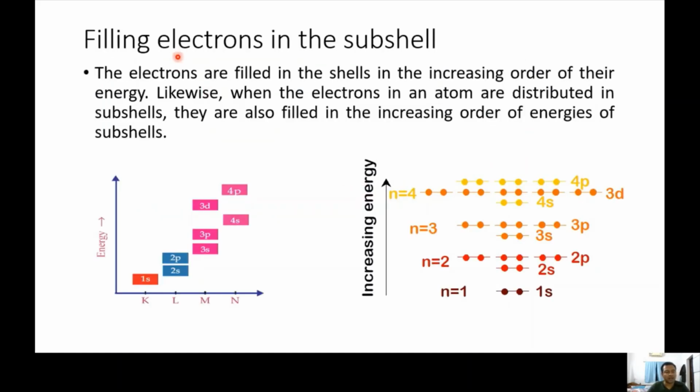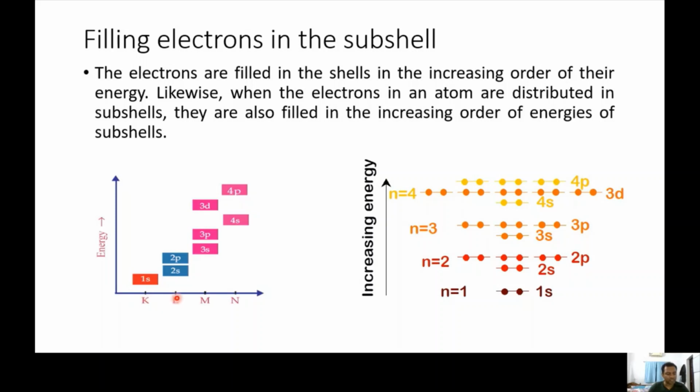Now we will see how to fill electrons in the subshells. The electrons are filled in the shells in the increasing order of their energy. That is, K will be filled first, then L, then M, then N. Likewise, when the electrons in an atom are distributed in the subshells, we know that subshells are there inside the shell, so electrons inside the subshells are also filled in the increasing order of energies of the subshells. That increasing order of energies of shells and subshells is shown in this figure.